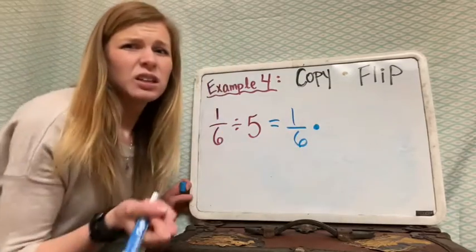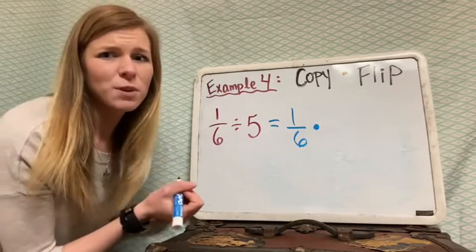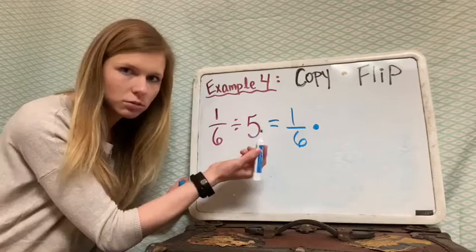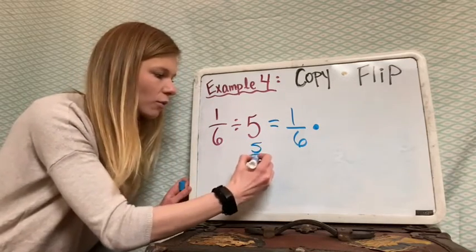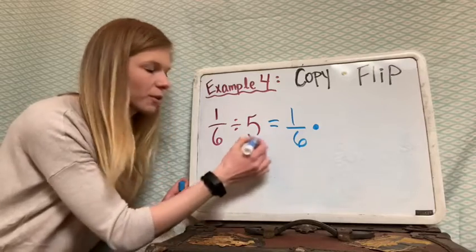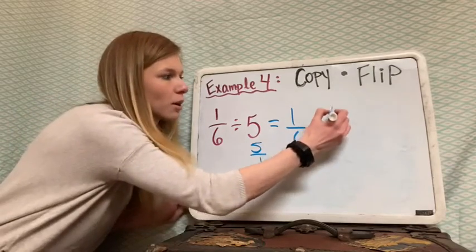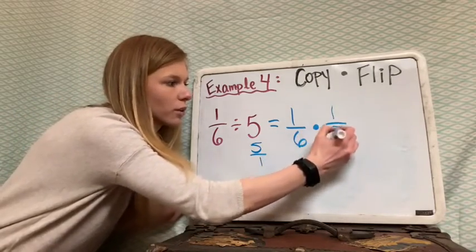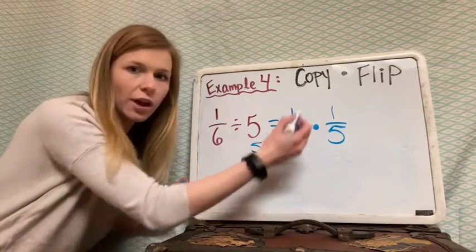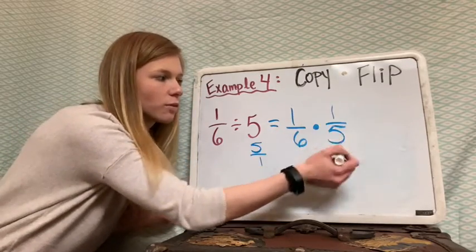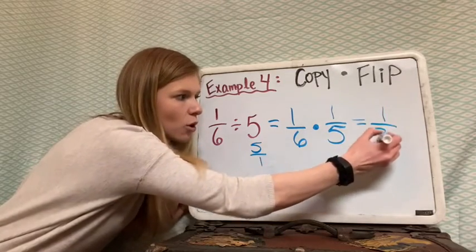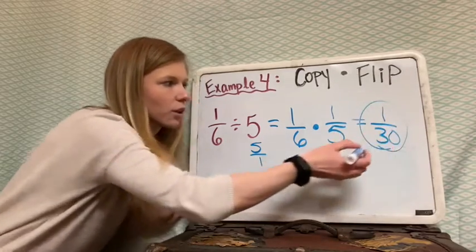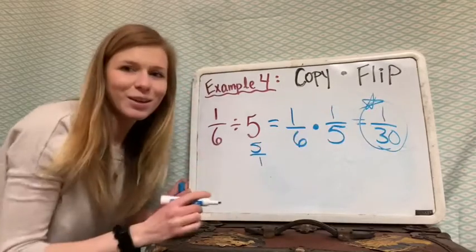Okay, that seems a little weird. How do I flip 5? Well, just imagine 5 as a fraction would just be 5 over 1. So if I'm gonna flip 5 over 1, it becomes 1/5. So now I have 1/6 times 1/5. I multiply straight across and I get 1/30. And that is my answer.